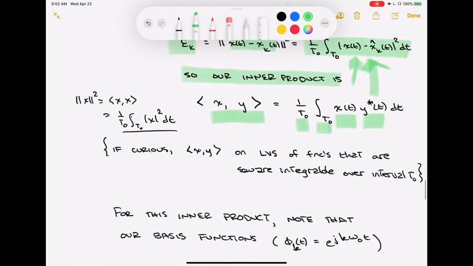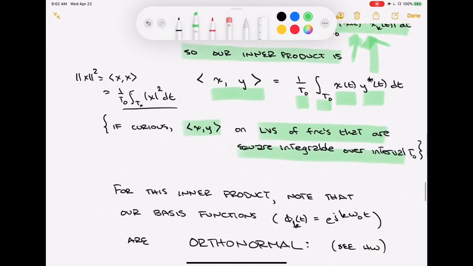So the last little bit, and really this is for the exceptionally curious, this inner product of x and y is on the linear vector space of functions that are square integrable over interval T naught, okay? And it's probably periodic functions that are square integrable over interval T naught. That's just mathematical completeness. If you're not that curious, don't get too hung up on it.